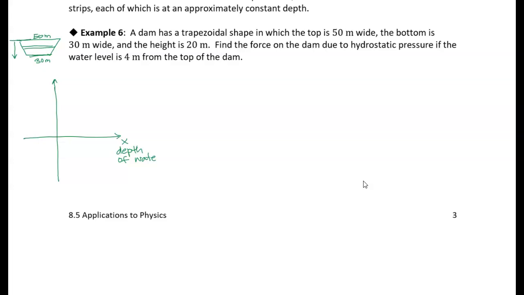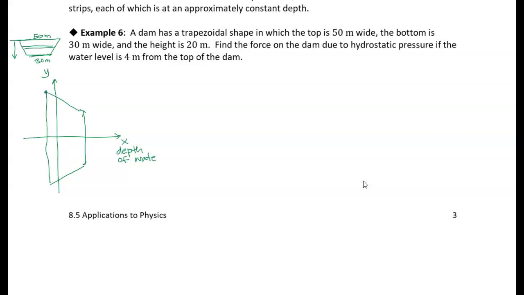All right, so this dam is 20 meters high, but the water is 4 meters from the top of the dam. Okay, so I'm going to draw the top of the dam over here, and then I'm going to kind of center it on the x-axis. And then it's a trapezoid shape, right? So I'm going to draw it as symmetric as I can get, like this. Okay, so here's the bottom of the dam. The water level is at the y-axis.